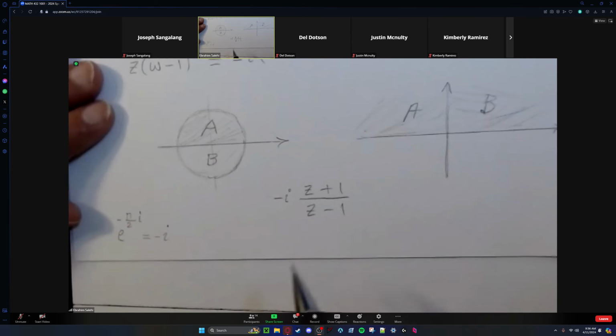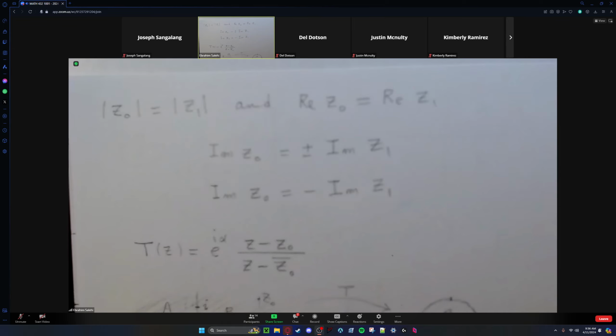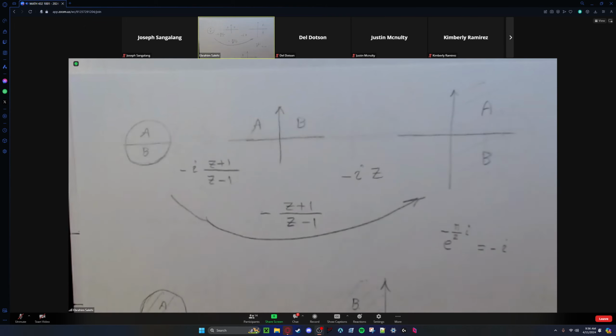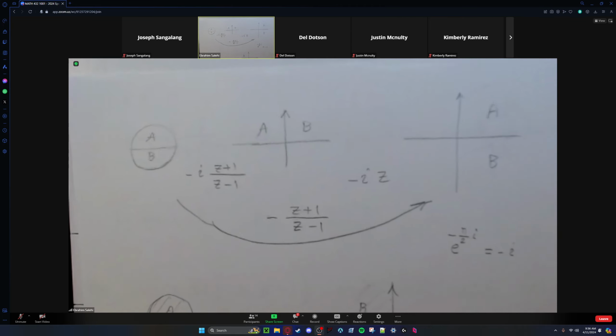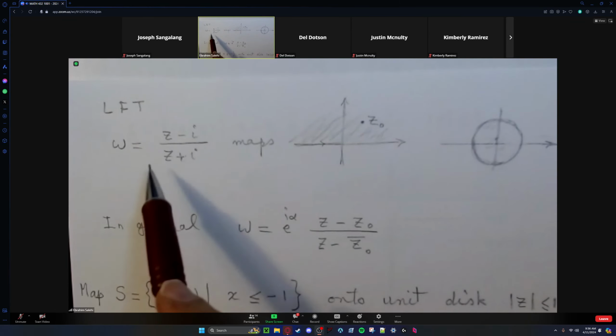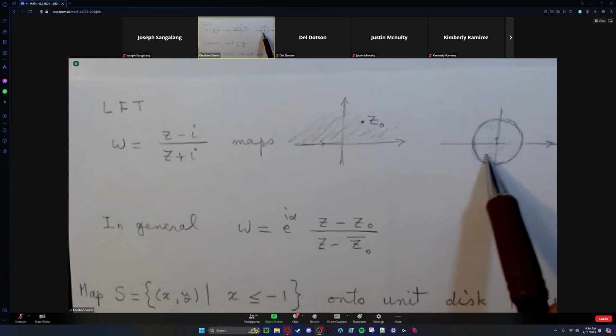So this is sort of the beautiful conclusion of this linear fractional transformation. And now we can do a bunch of different examples. Right, so we know this happens. We know this guy sends the upper half plane to this unit disk.